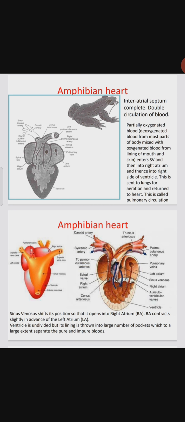How does it work? Here the oxygenated and deoxygenated blood present in the skin and the mouth region is received by the sinus venosus. Then it is transferred to the right atrium, then the ventricle. Then it goes to the lungs for purification. From the lungs it comes back to the heart. Then it is supplied to the cells through the arteries. That we call pulmonary circulation.